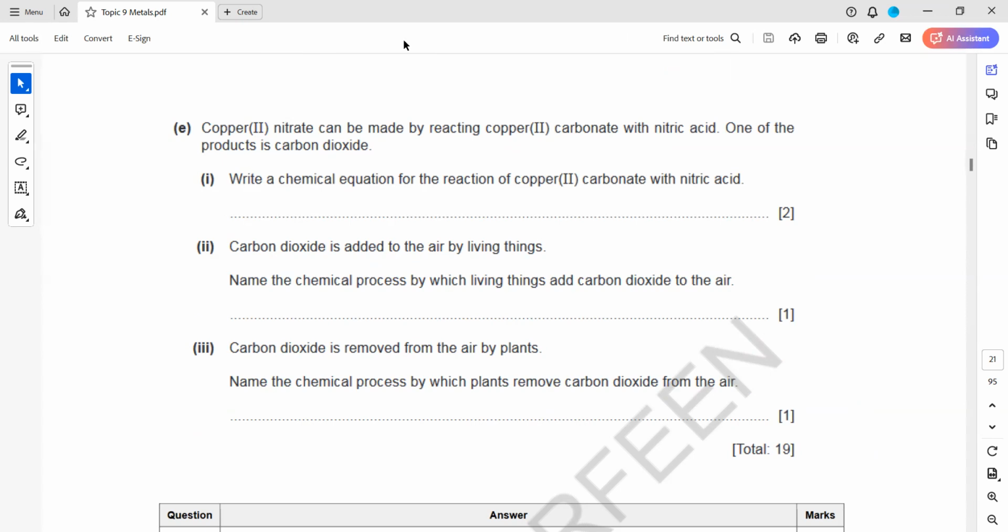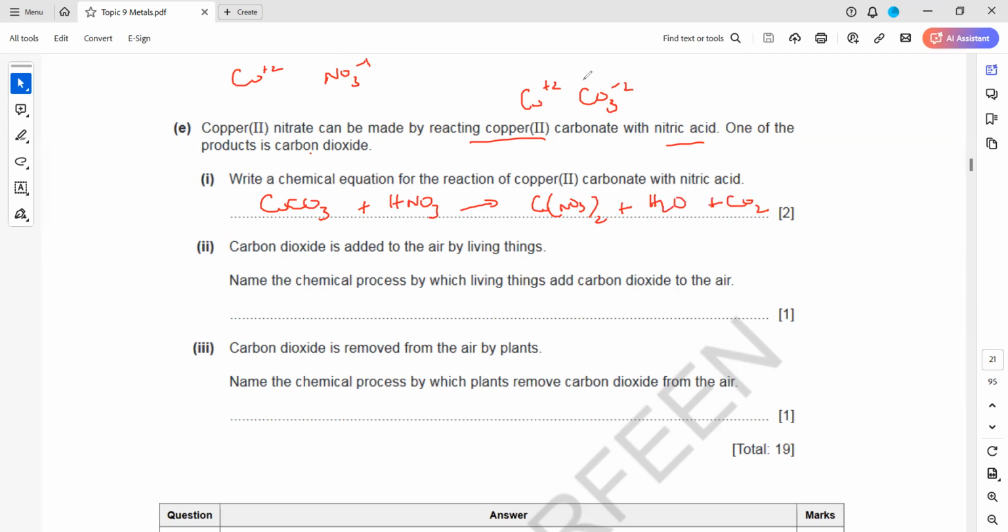Copper 2 nitrate can be made by reacting copper 2 carbonate with nitric acid. Write a chemical equation. So copper 2 carbonate, the important thing is writing a correct formula. Copper is +2 and carbonate is -2, so copper carbonate will be CuCO3. React with nitric acid, HNO3. It will give copper nitrate. Copper is +2 and nitrate is -1, so copper nitrate will be Cu(NO3)2, plus water, H2O, plus carbon dioxide, CO2.